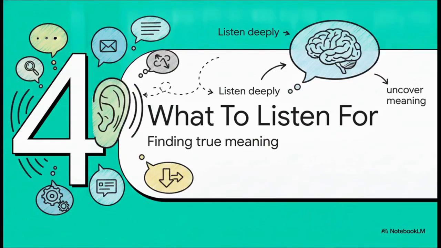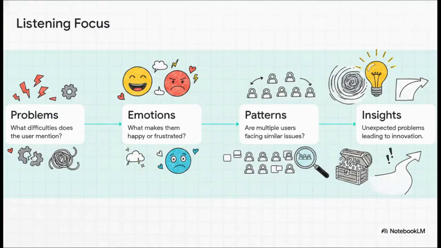Section 4. What designers listen for. Finding the true meaning. While the user is talking, a really great designer is actively scanning for 4 critical elements. First, problems. What specific difficulties are they actually mentioning? Second, emotions. What is causing them joy or frustration? Third, patterns. Are multiple users facing the exact same issue over and over? And finally, unexpected insights. Sometimes users reveal problems you quite literally never imagined. And those completely unexpected discoveries? They're often the secret ingredient that sparks truly groundbreaking innovation.